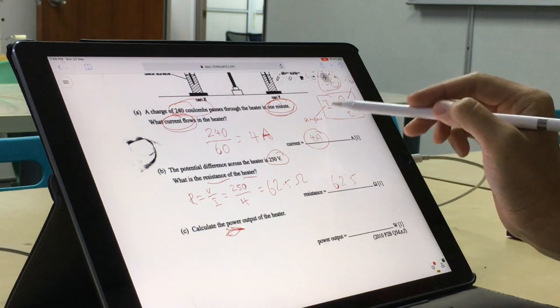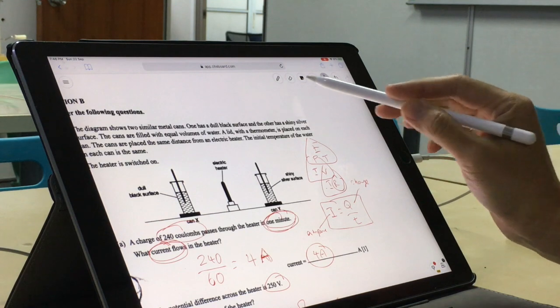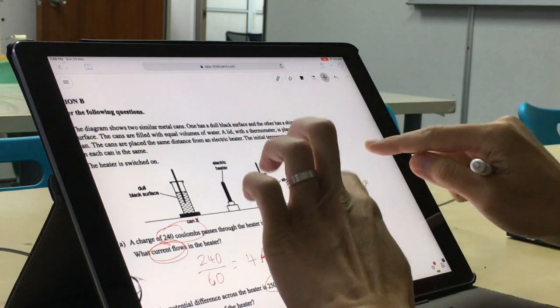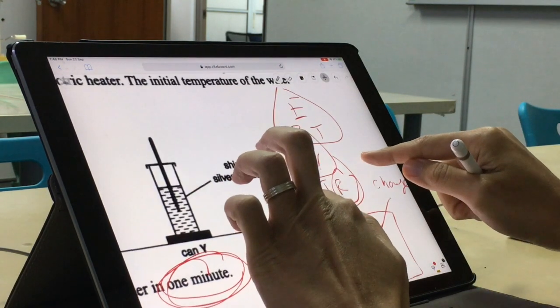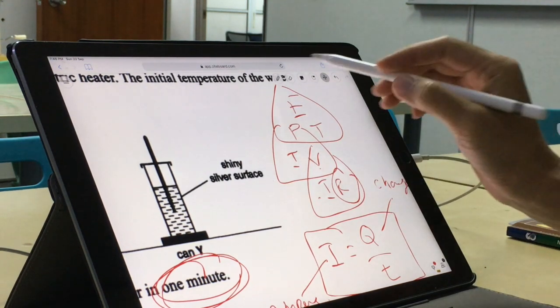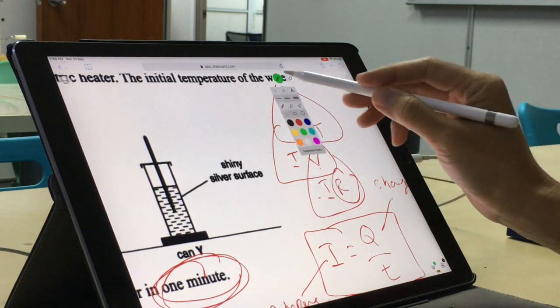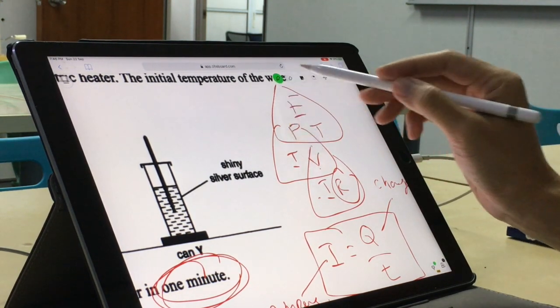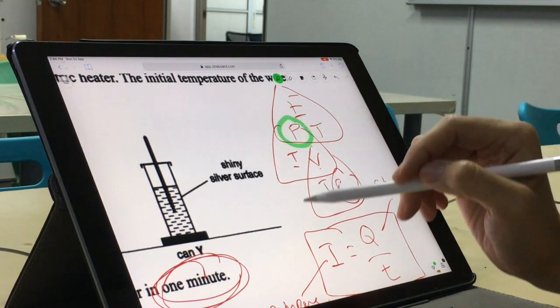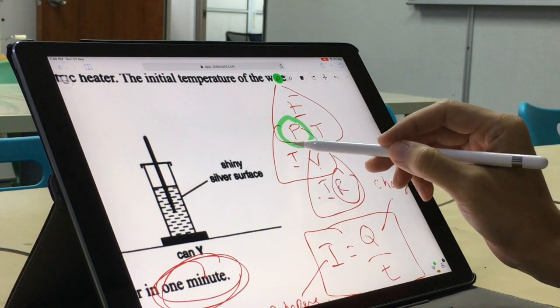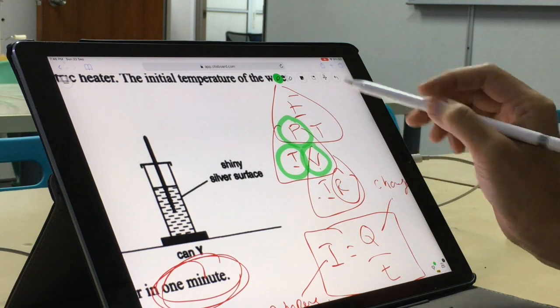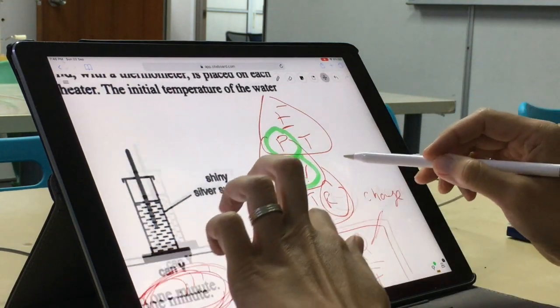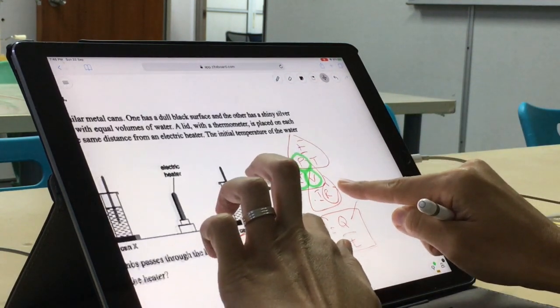Current times voltage. To tell you the truth, I don't remember one, I just remember the formula. I will refer back to this and ask, where's power? So power is here. Power means I take current times voltage. That's how I remember the formula.